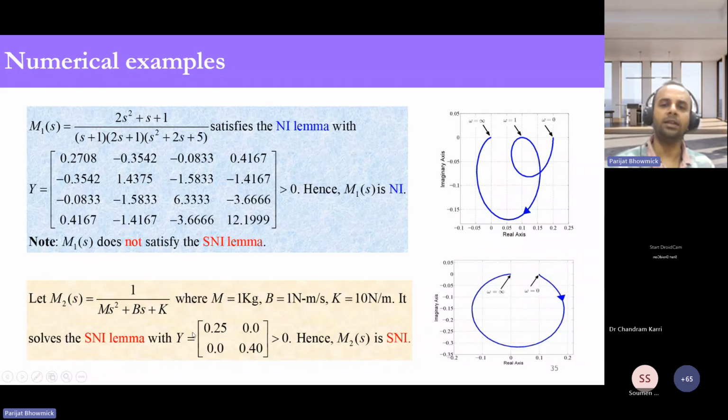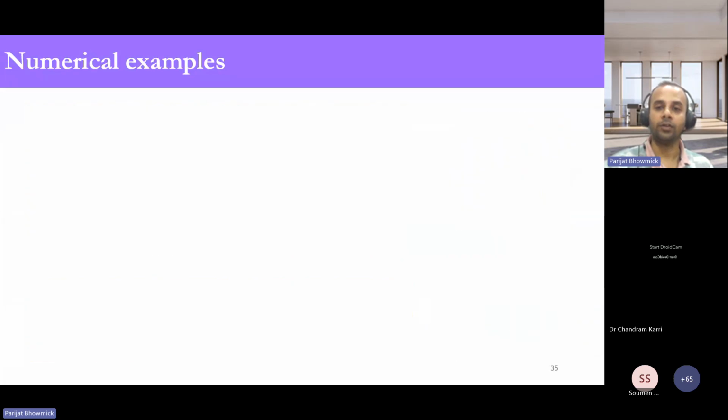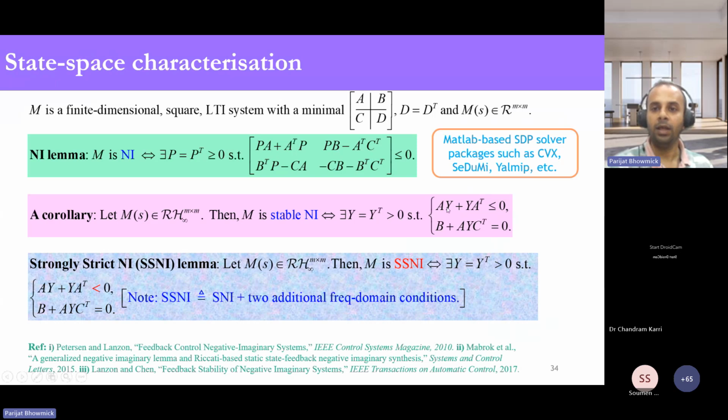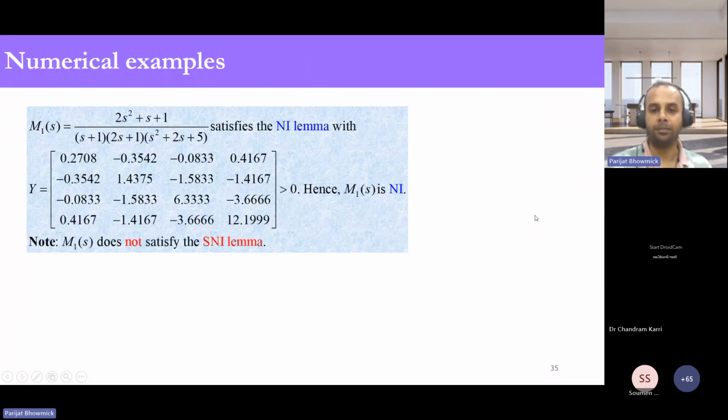And especially you might have seen that in the case of NI, it is not only the inequality condition, the equality condition is also there. That is, this inequality is AY plus YA transpose, but there is an equality constraint as well, B plus AYC transpose. That is the reason why the MATLAB LMI solver cannot be directly used for computing such problems, because the MATLAB LMI solver works only for strict inequalities. If it is non-strict inequalities or even an equality, then the MATLAB LMI solver cannot be directly applicable. So that's why we use other MATLAB-based third-party plugins such as CVX, SeDuMi, and YALMIP.